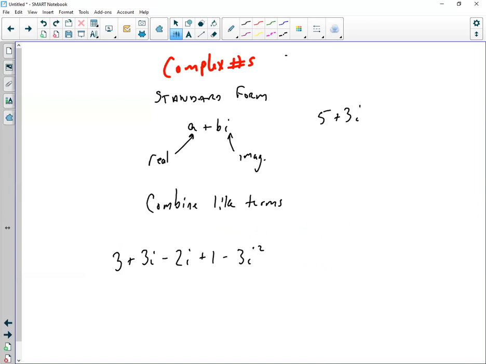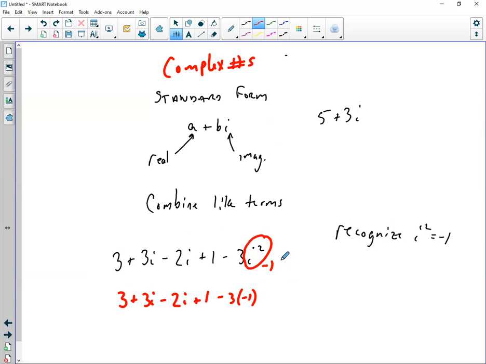But the first thing you need to do is recognize i squared. Because we just said that i squared is the same thing as -1. So once we start to simplify things, this value is -1. When I rewrite this entire equation, I have to know that i squared is not imaginary. i squared is -1, so that i is going to go away completely. So when I rewrite this, it will look like 3 plus 3i minus 2i plus 1 minus 3 times -1.